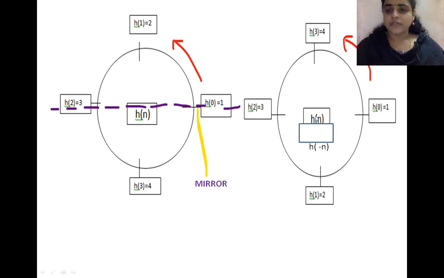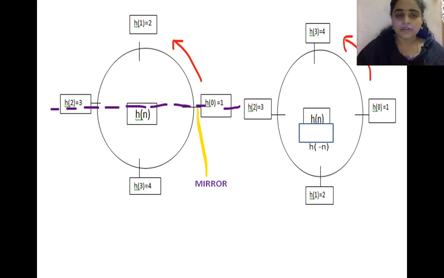Okay, this is h of n. After mirroring, it will become h of minus n. Okay, some points of the sequence will get reversed. So h of 0 is the same. Here also h of 2 is the same. H of 1 became h of 3. H of 3 became h of 1. Okay, like this. Second one, mirroring step.